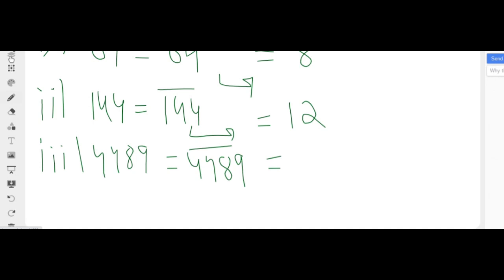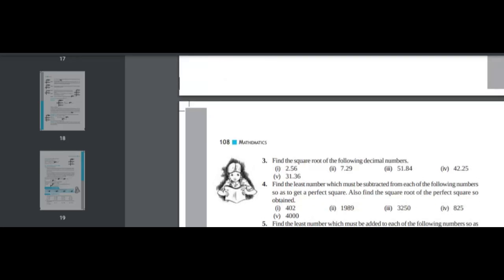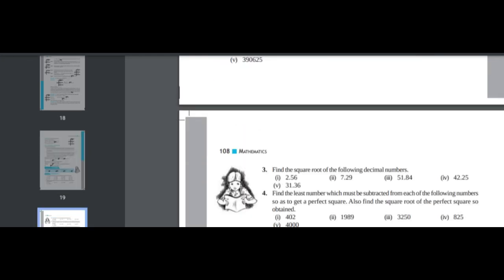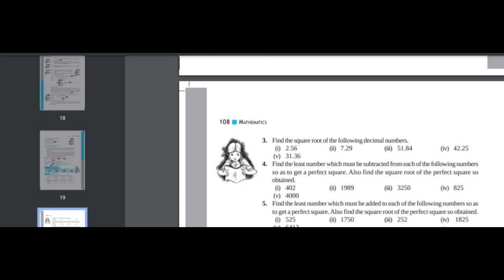This is exercise 6.4, the last exercise of chapter number 6. We have to start with question number 3. Find the square root of the following decimal numbers. The method will be the same, but we have to do it with decimal numbers, the points. So basically we will start from the first one.